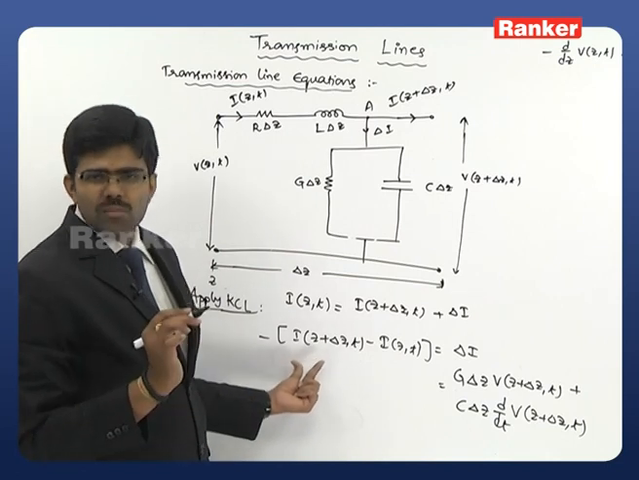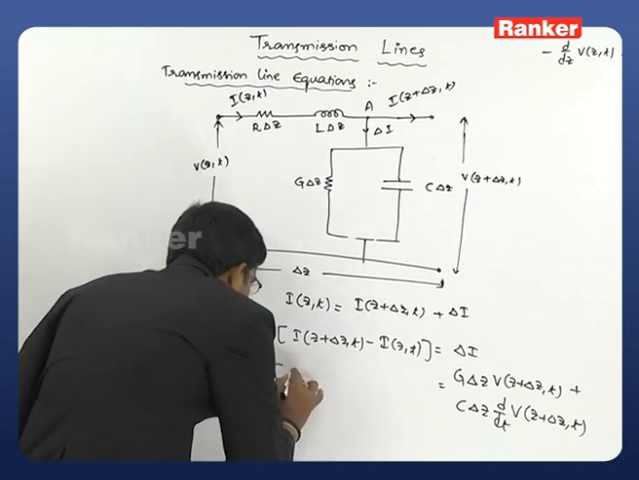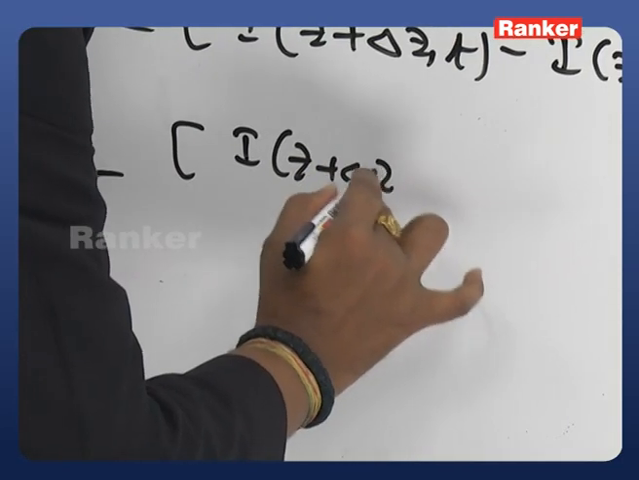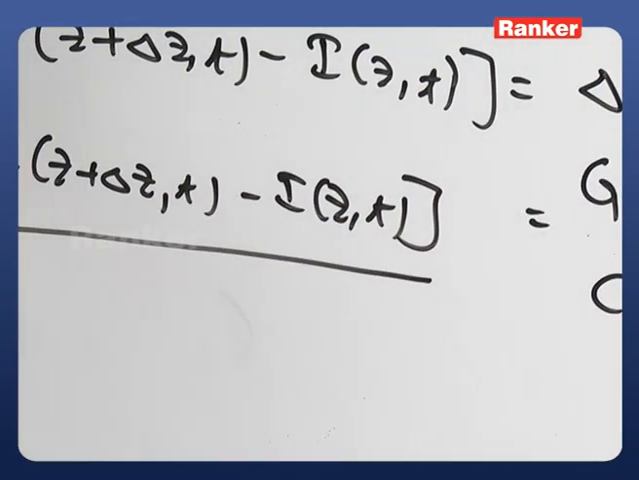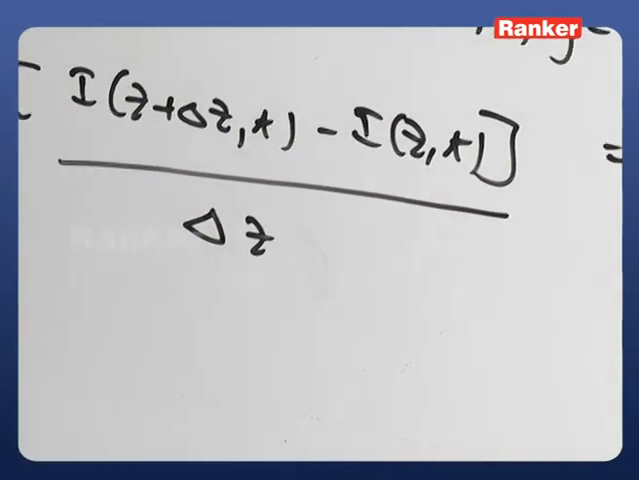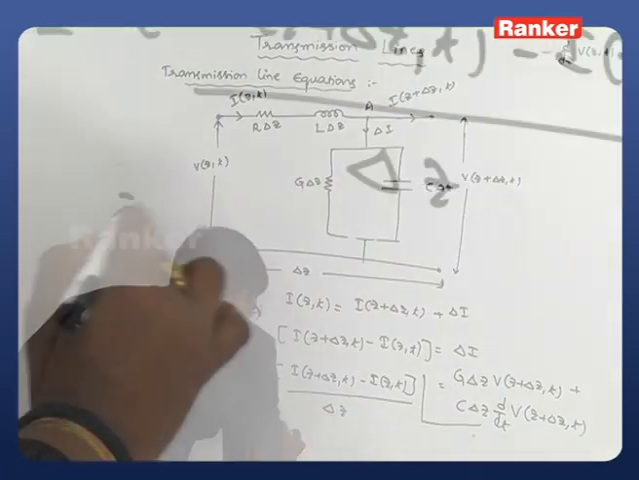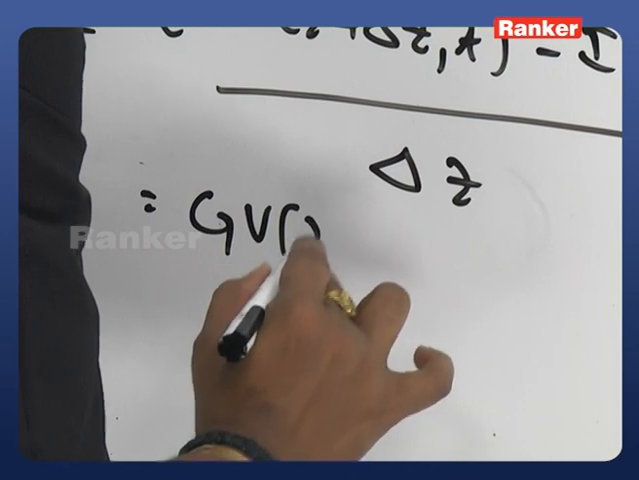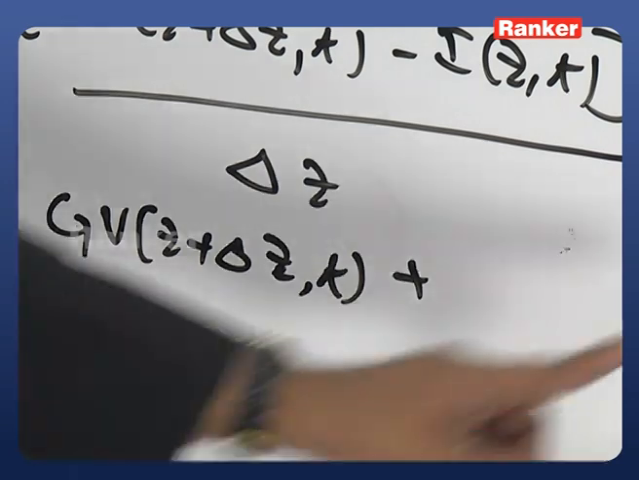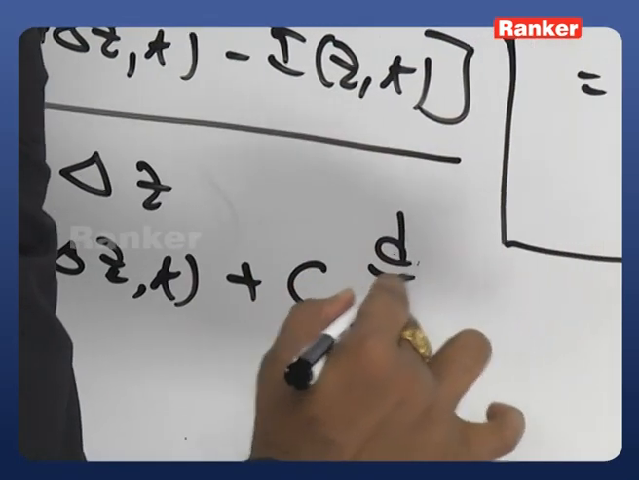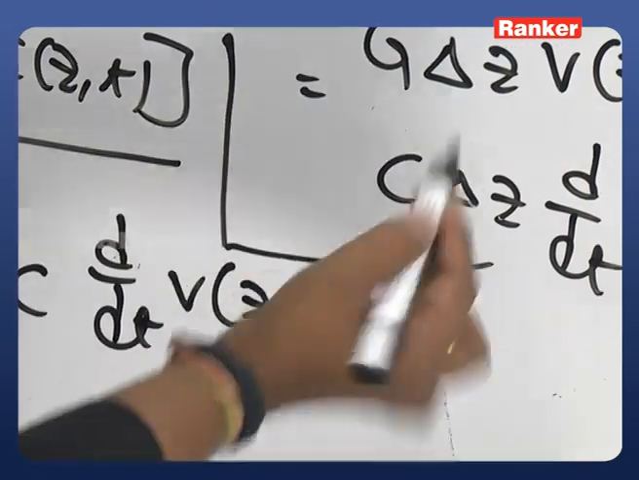Now what I do is I will go for the same analysis. Bring this delta z to the left hand side. So this becomes minus I of z plus delta z comma t minus I of z comma t divided by delta z, that what I wrote on the left hand side, which is equal to, on the right hand side what we have, G V of z plus delta z comma t plus, and the remaining term is C d by dt of V of z plus delta z comma t.